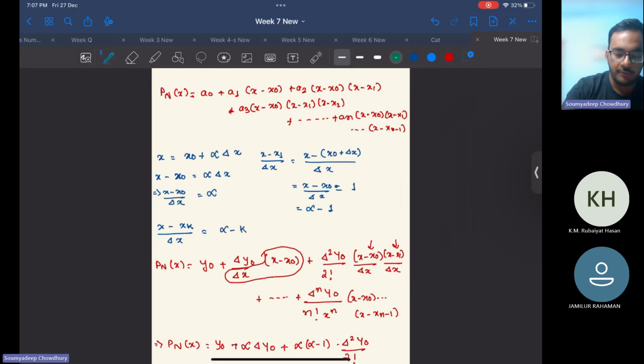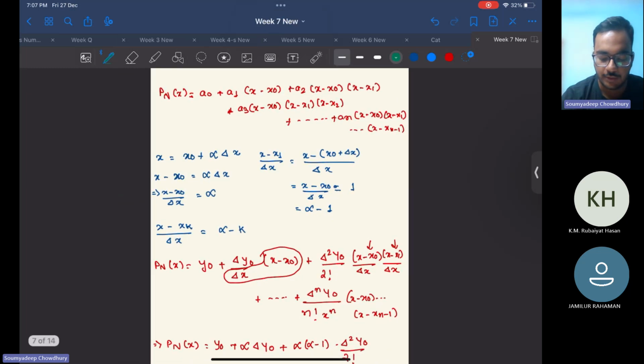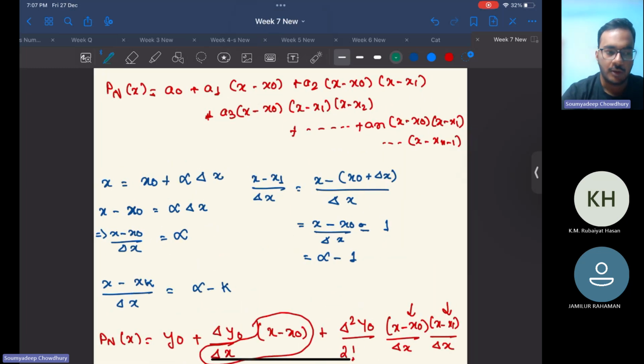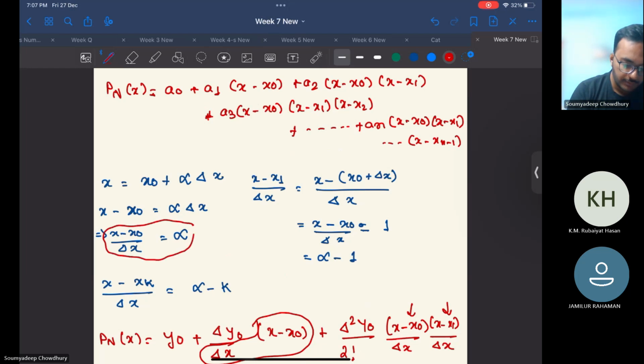So now we have got the values of a0, a1, a2 up to an. All the coefficient values we know, right? So now our job is to substitute this and find the polynomial. To do that, we do a simple simplification again, as we did with the variable transformation. Your alpha we had taken as x minus x naught by delta x, right? So this is our alpha: (x minus x naught) by del x equals alpha.